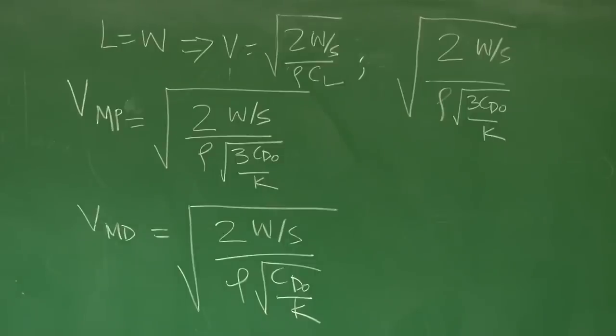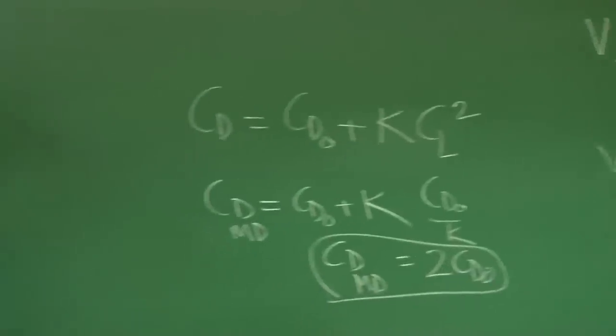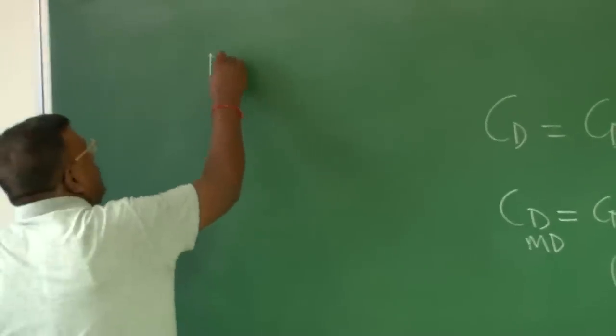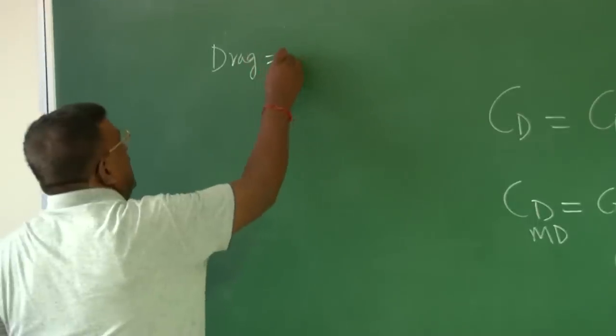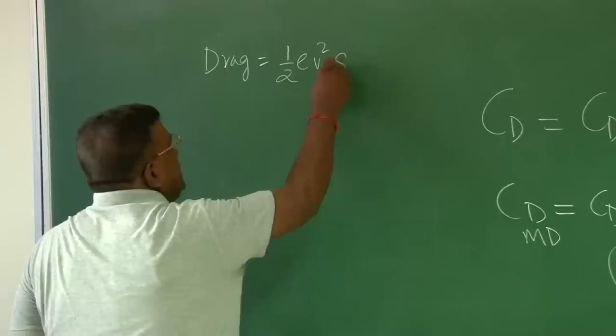Now let us say, with this, if I now try to find out in which case the drag will be more. Why are we asking this question? We are trying to find out, finally, CD is here, and when I talk about drag, this is dynamic pressure, that is half rho V square S into CD.